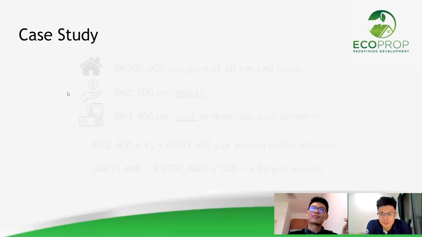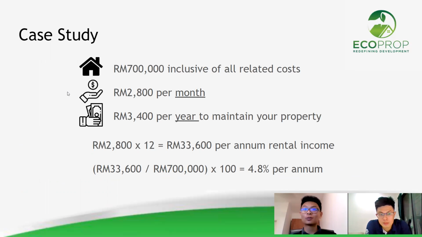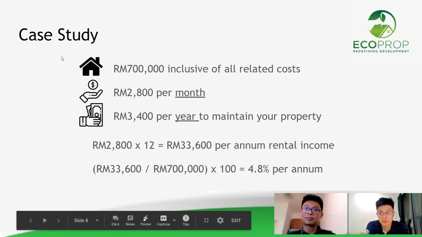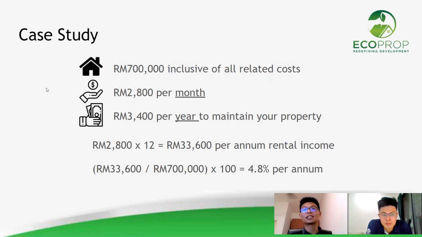So let's say you have a 700,000 property inclusive of all related costs. And let's assume you get 2,008 rental per month, and 3,004 is the amount that you need to pay per year to maintain your property. This is all assumption, but let's try to calculate based on these numbers. To get the gross rental yield, you multiply the 2,008, which is your monthly income, by 12 months, and you get 33.6K. From there, you divide it by 700,000, which is your property price, multiply by 100, and you get 4.8% per annum.